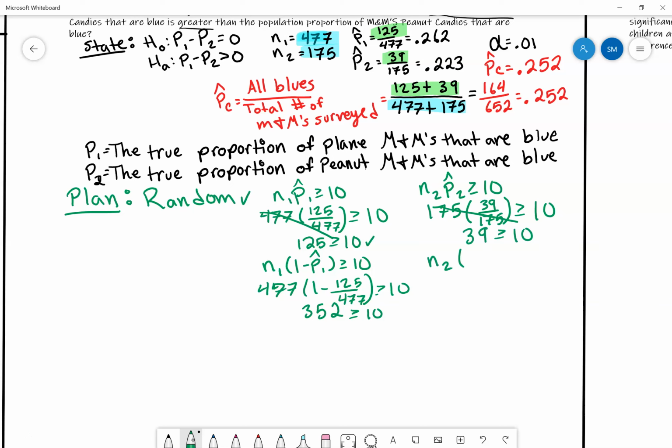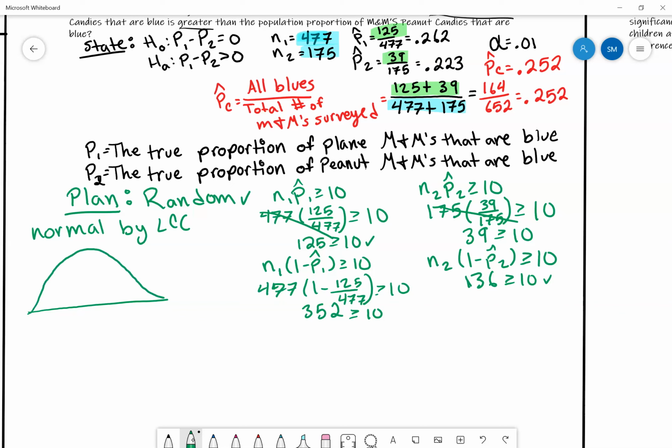Then we have n sub 2 times 1 minus p hat sub 2 greater than or equal to 10, and that gives us 136. And that is indeed greater than or equal to 10, so that's good. So then we know that it is normal by the large counts condition. We also can go ahead and draw our curve based on the alternative hypothesis. So the alternative hypothesis is greater than, so that means we're shading off to the right side.